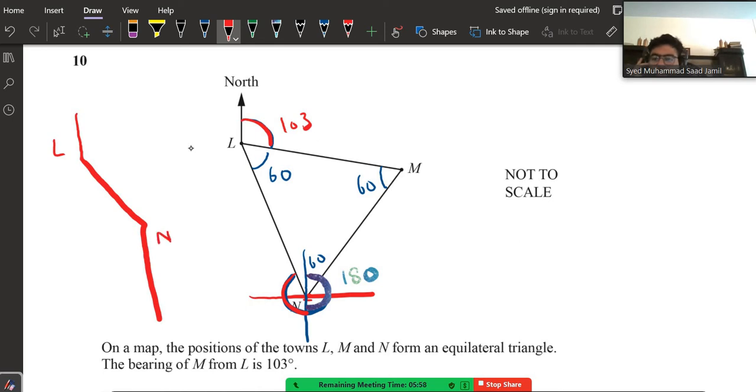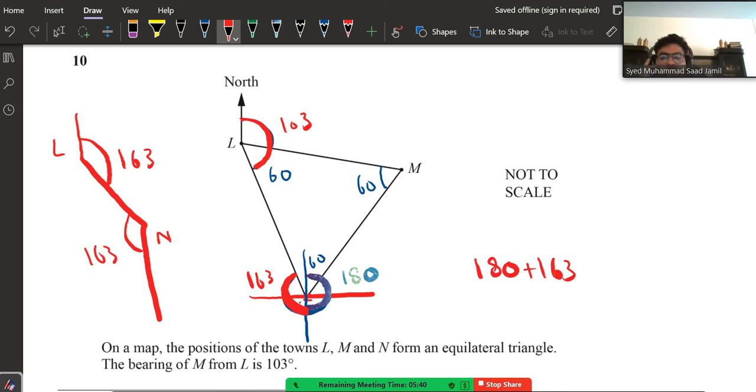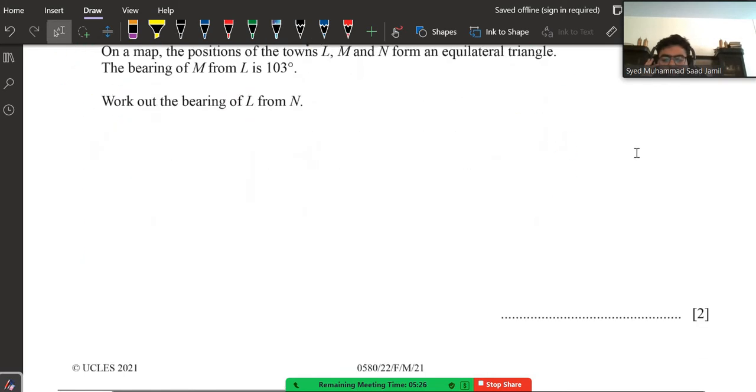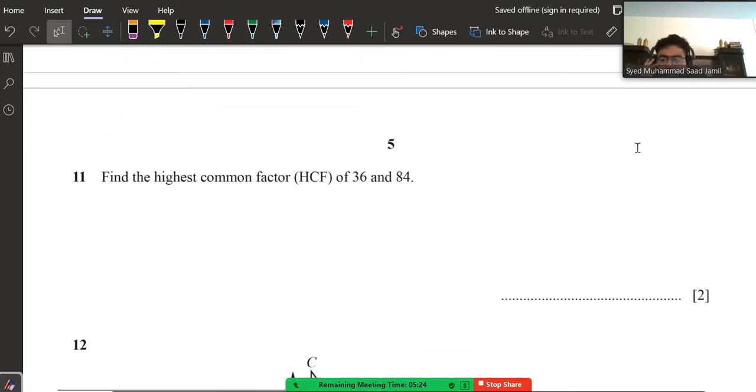If this whole side is 103 plus 60, that's 163. If this side is 163, this side is also going to be 163. That means this shape is 163. So your answer is going to be 180 plus 163, which makes the answer 343 degrees. So that's how you get the bearing and you secure 2 marks.